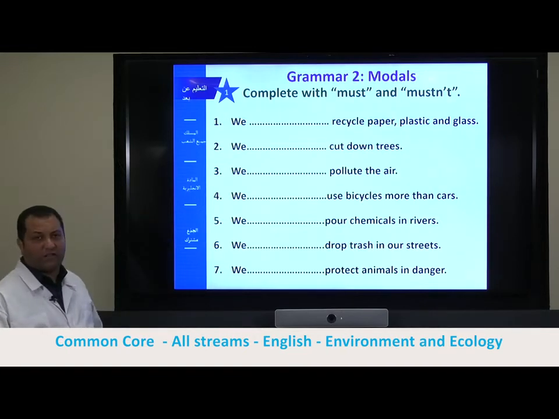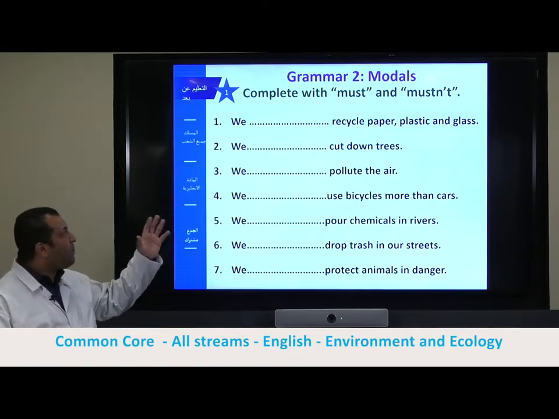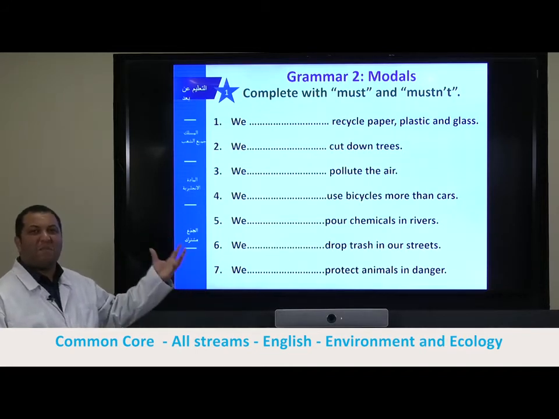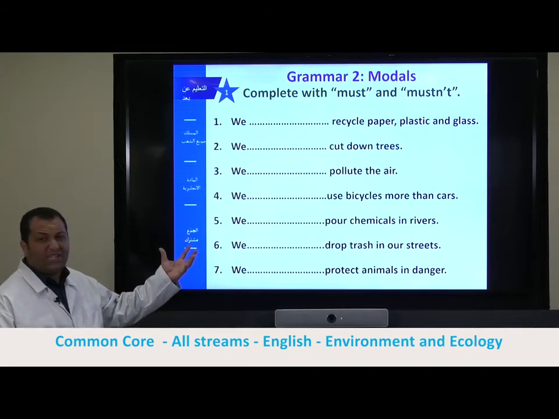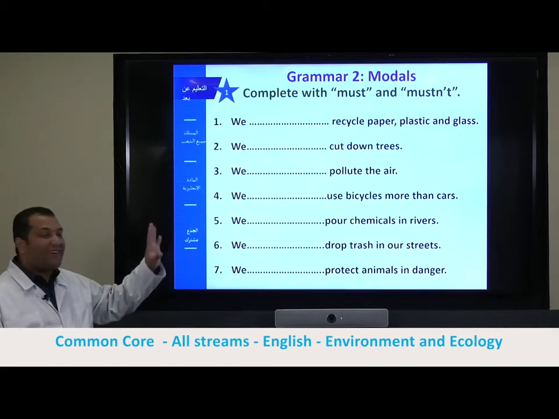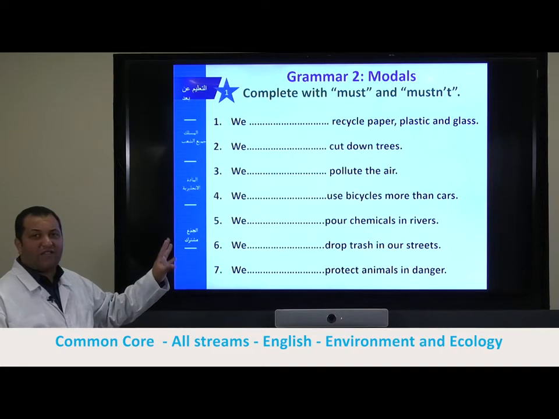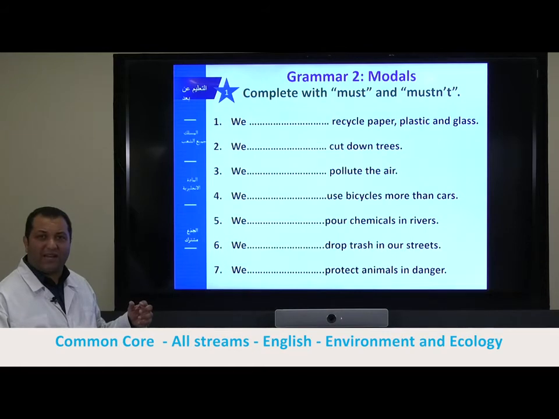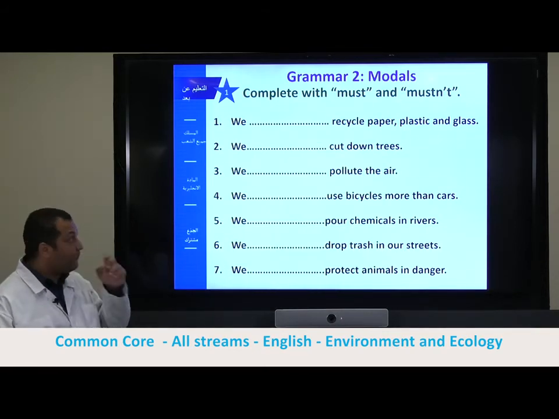Let's get started. Complete with must or mustn't. Must is obligation. Mustn't is prohibition, when you are not allowed to do something. Cars mustn't pass on red lights. Students mustn't cheat in exams. Muslims must fast in Ramadan. We must respect each other, etc.